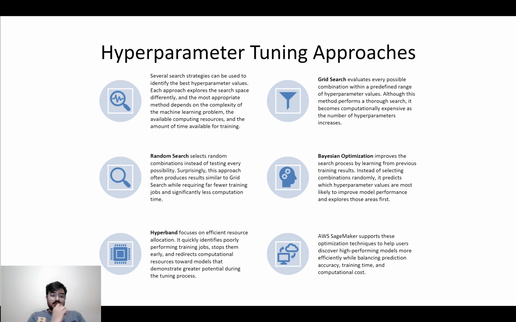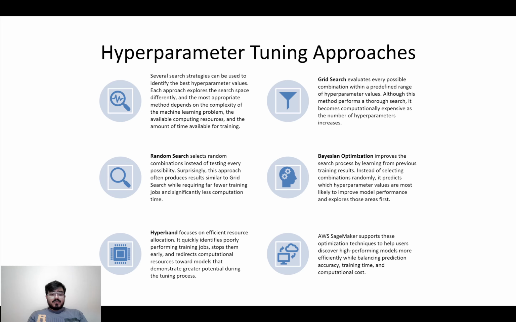The second approach is random search. Instead of testing every possible combination, it randomly selects different combinations. Surprisingly, random search often produces results that are very similar to grid search while requiring much less computation time. The third approach is Bayesian optimization. Rather than selecting combinations randomly, Bayesian optimization learns from the previous training results. It predicts which hyperparameter values are most likely to improve model performance and focuses on those areas first.